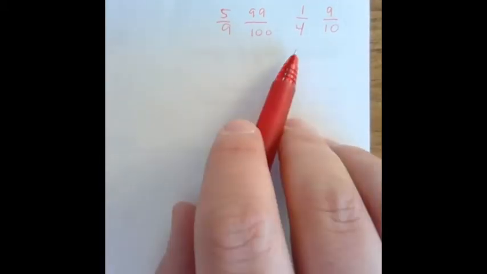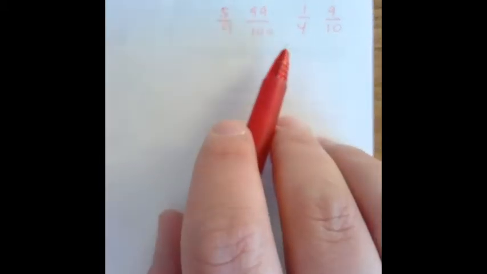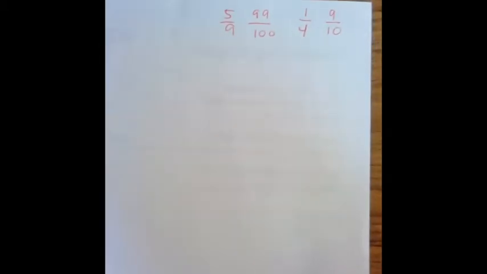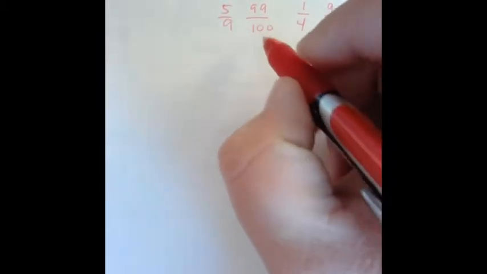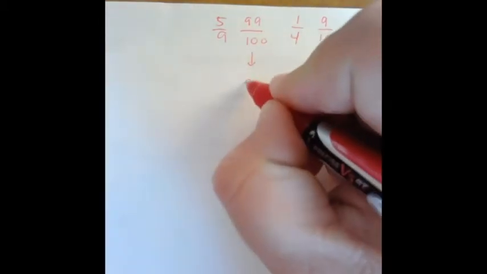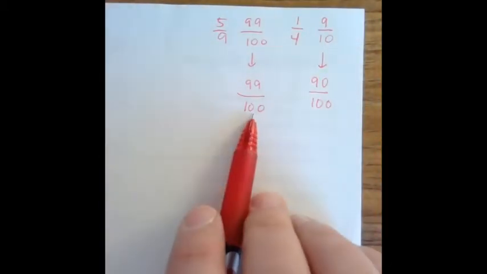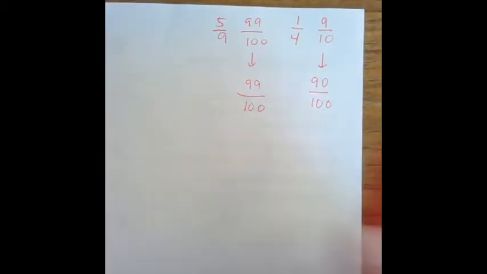All right, so for this one, we have to do a little bit of converting and using some benchmarks to figure this out. We have a couple of fractions that we can convert into equivalents, and the ones we could do that for are this 99 hundredths and 9/10. I know that 99 hundredths, we're going to leave the same. I'm going to take our 9/10 and make that 90 hundredths. So now we have 99 hundredths and 90 hundredths. I know that 99 hundredths is bigger than 90 hundredths.